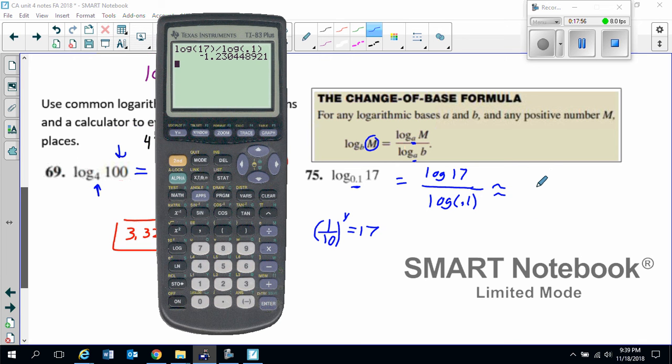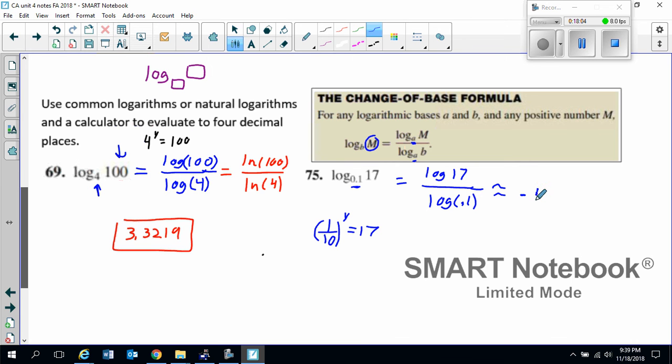So there's that negative answer I was telling you about. Negative 1.2304. And once again, if you wanted to, you could go ahead and raise 0.1 to that exponent and see what happens. You'd get pretty close to 17. Not exactly, because it's an estimate, but we would get close. Okay, so that's the end of part 3.